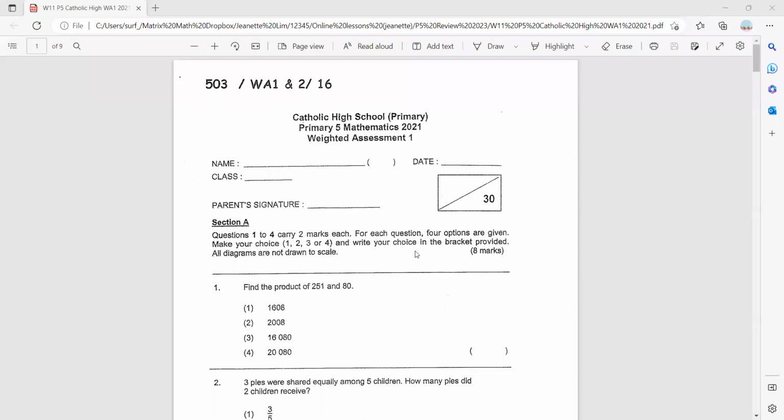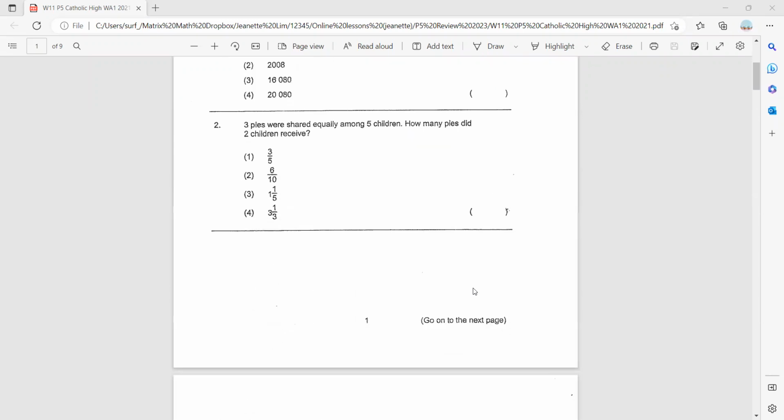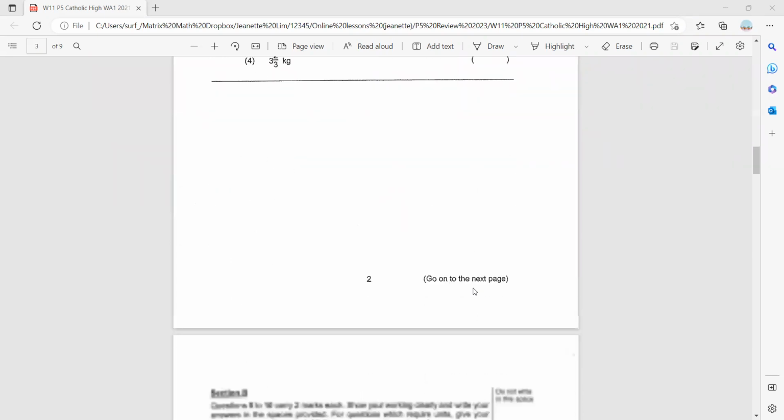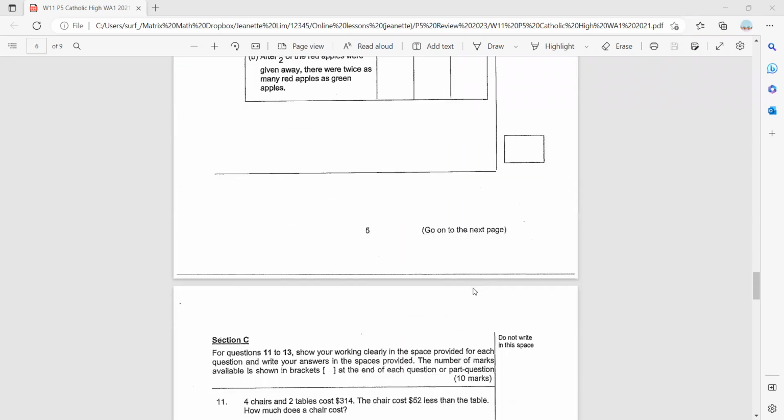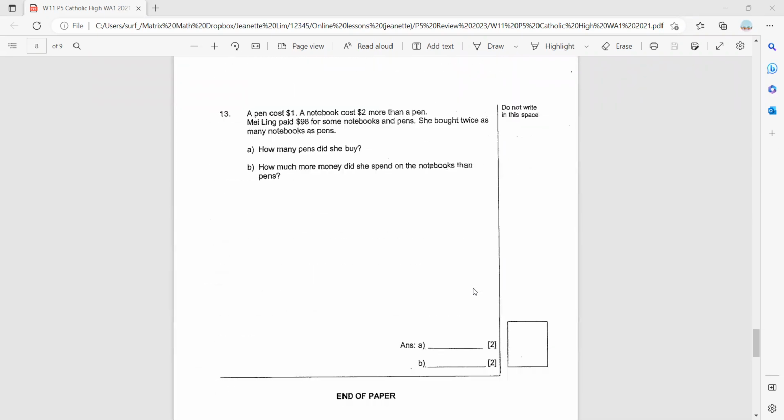Okay, Catholic High, P5 Assessment 1. This is for 2021. I'm going to go through some questions. Let's look at the questions from the back first. So 13, let's look at 13, the last question.